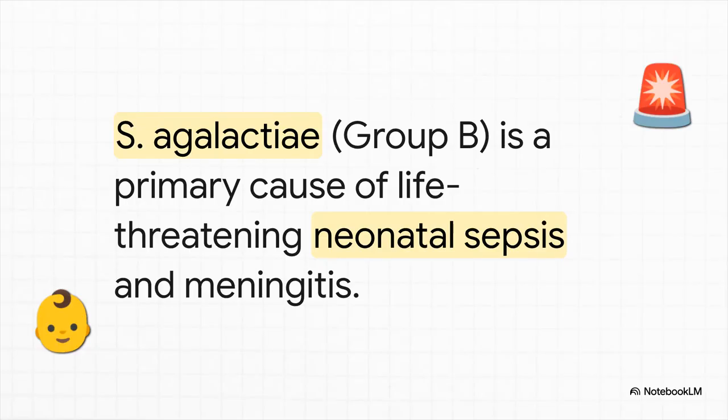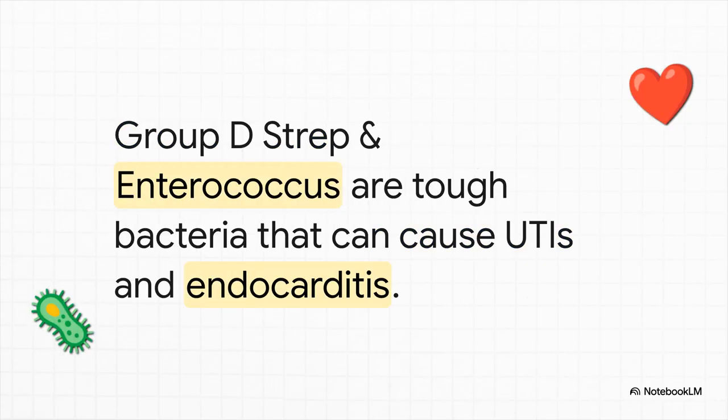Next up in the lineup is Streptococcus agalactiae, or Group B strep. And this one is especially dangerous, a true nemesis for newborns. It's a primary cause of life-threatening neonatal sepsis and meningitis. And finally, we've got the gut gang. This includes Group D strep and a really tough character called Enterococcus. That entero part of the name is a big hint about where it lives, the gastrointestinal tract.